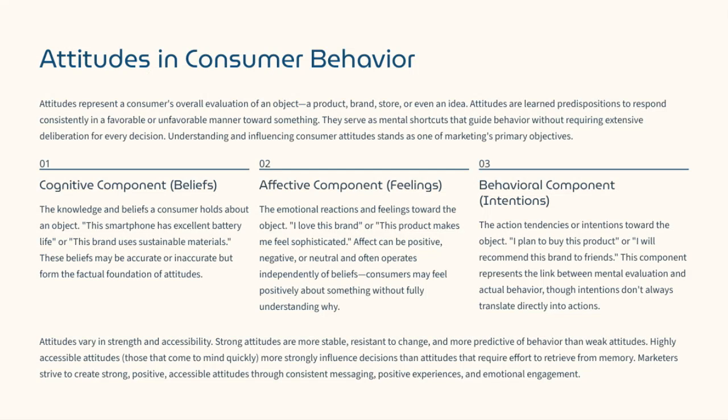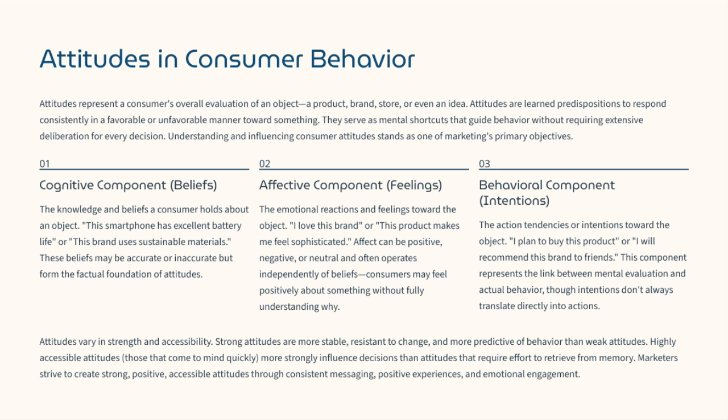Attitudes vary in strength and accessibility, which are key factors in understanding consumer behavior. Strong attitudes tend to be more stable and resistant to change, making them more reliable predictors of how people will actually behave. On the other hand, weak attitudes can be easily influenced and are less predictive. Now, when we talk about accessibility, we're referring to how quickly an attitude comes to mind. Highly accessible attitudes, those that pop into your mind almost instantly, have a much greater influence on decisions than attitudes that require effort to recall from memory.